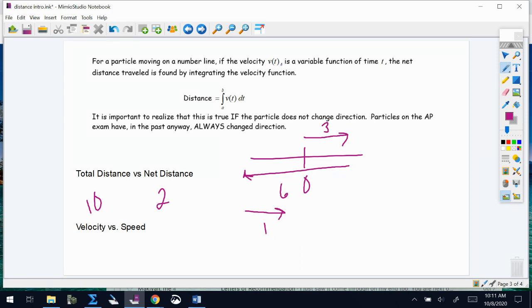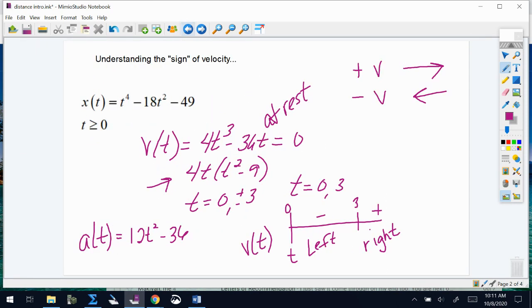What they're going to do on the AP test is purposely pick questions that do have a direction change and force you to look into that direction change and find the distance. For example, the one we just did, if you integrated this velocity function from 0 to 5, because I changed directions at 3 seconds, my answer would only indicate how far away I was from where I started. I would have to break it up and look at what happens when I'm going to the left, how far do I go, and what happens when I'm moving to the right.